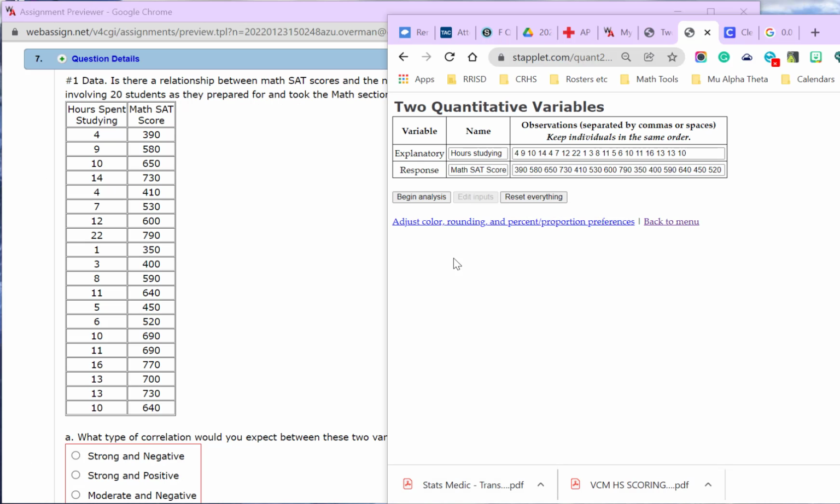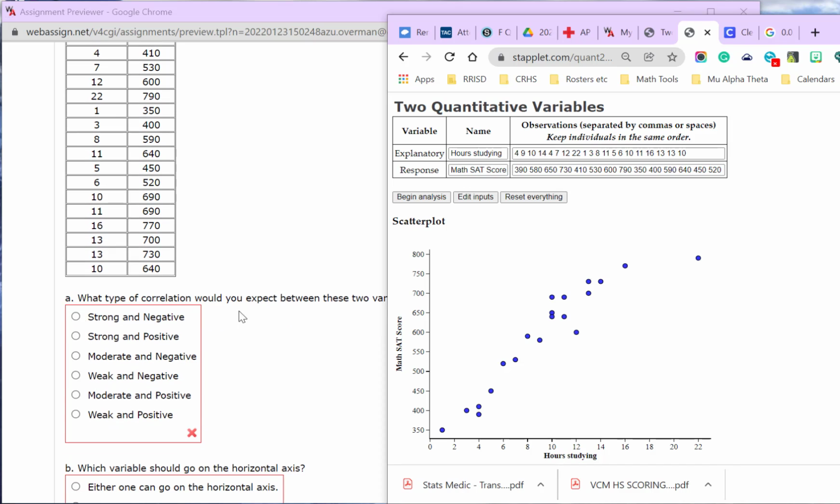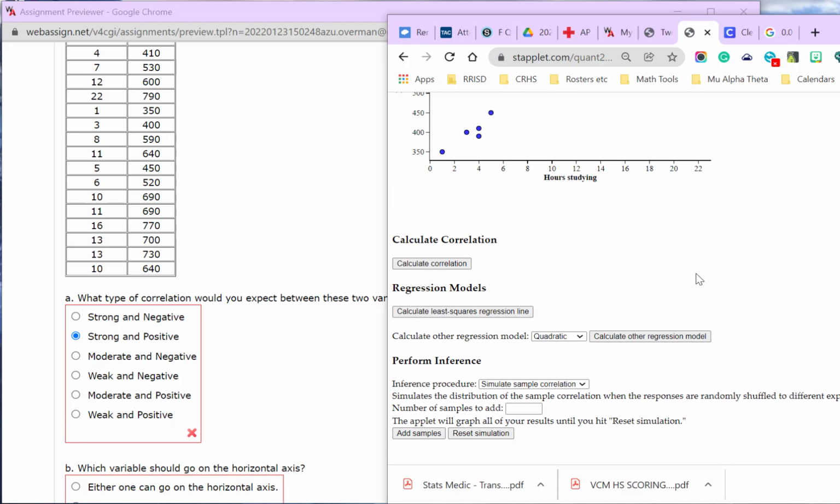Okay, I went ahead and entered all the data. And remember, you hit begin analysis. Ooh, that looks strong, doesn't it? I'm going to say strong and positive. I don't even have to look at R. That is strong. Okay, so let's see what our values are down here.